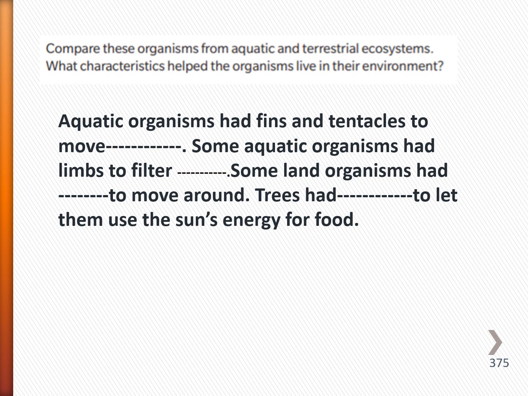Aquatic organisms had fins and tentacles to move underwater. Some aquatic organisms had limbs to filter food. Some land organisms had to move around. What did they have? Legs. Trees had to let them use the sun's energy for food. What did they have? Leaves. Don't forget to copy the answer in your book.